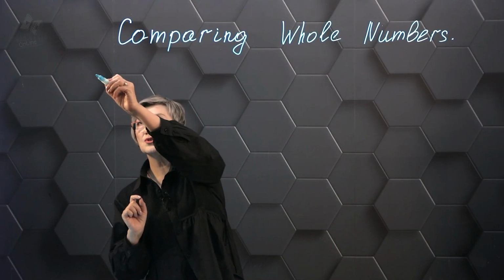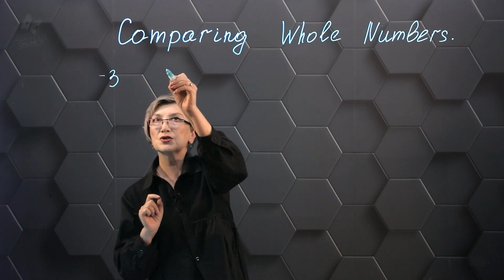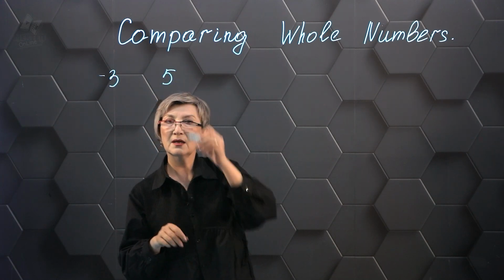So we need to compare two numbers, the number -3 and the number 5. Let's pretend that the numbers -3 and 5 represent the temperature of the air. Of course, then we can clearly say -3 is less than 5. Why? Because 5 degrees of heat is a higher temperature than -3 degrees.